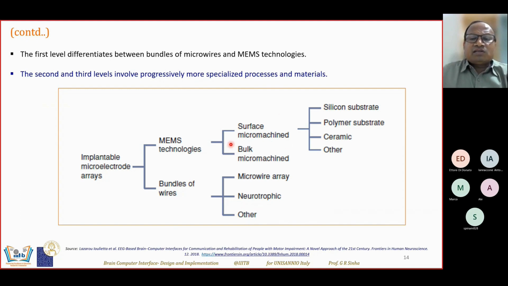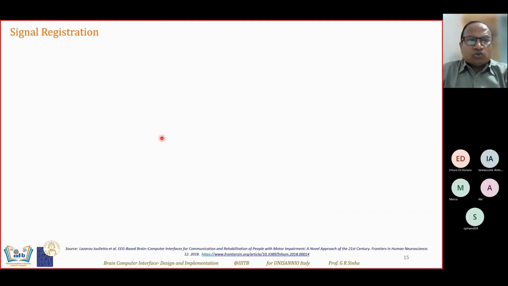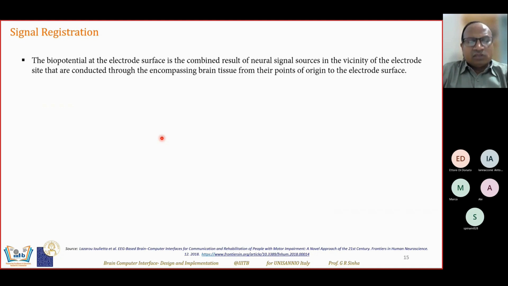And similarly, these surface micro machined MEMS technology arrays are made on some silicon substrate, where substrate is generally the base material, the wafer material on which your design is based. It may be polymer, it may be ceramic, and other similar materials which are used. Now, after discussing arrays, let's talk about signal registration.